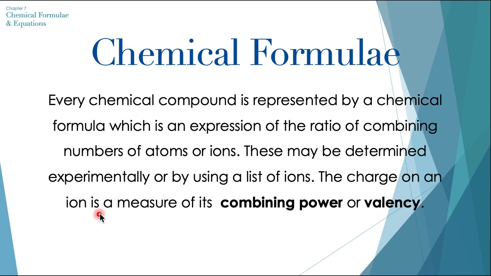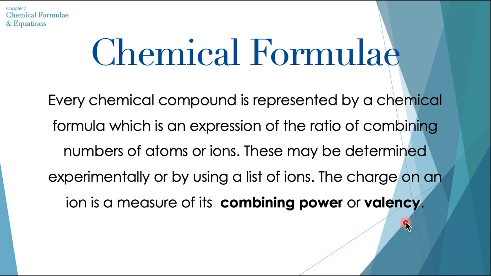So the charge on an ion is a measure of its valency. We write a symbol and a plus symbol with it, or a +2 symbol, and that is basically the charge on this ion. It is basically the valency. That symbol, +2 or plus or +3, or -2 or -3, is the valency. That is the combining power, or valency. Okay, I hope you've understood this.